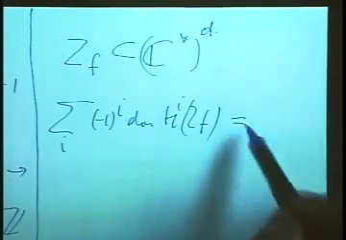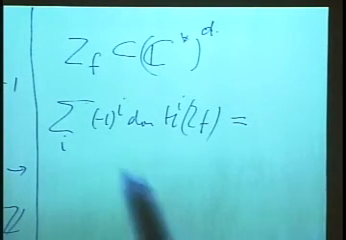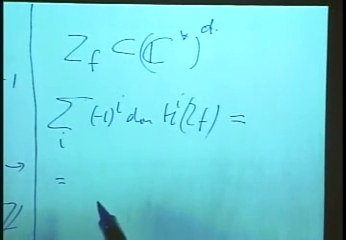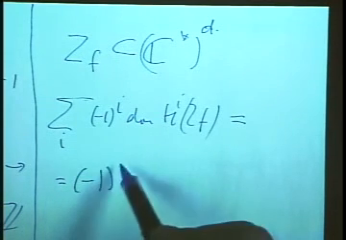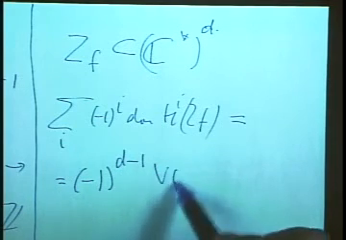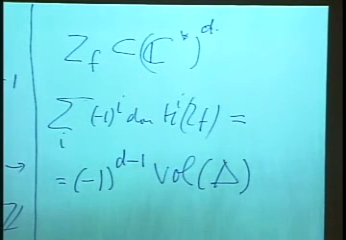There is a result due to Hovanskii and Danilov, the first simplest result, which expresses this Euler number using some combinatorics. Namely, this Euler number is nothing but minus 1 to the power D minus 1 times the normalized volume of the polytope delta. So this is a first connection between cohomology and combinatorics.